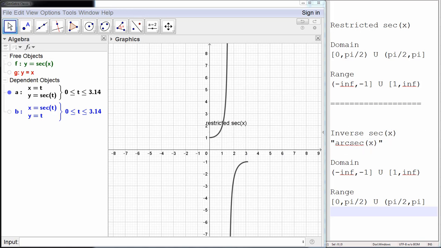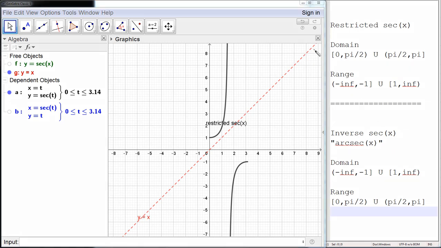And now we think about, okay, how do we get the inverse? Well, we know to get the inverse, what we have to do is reflect the graph across the line y is equal to x.